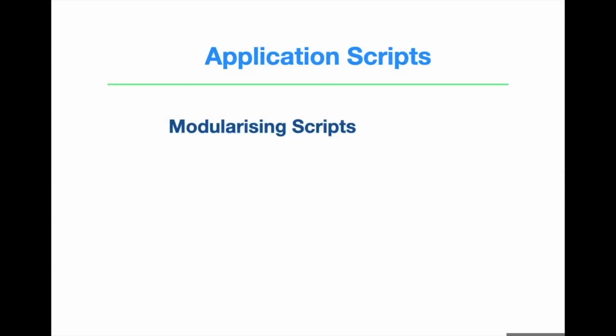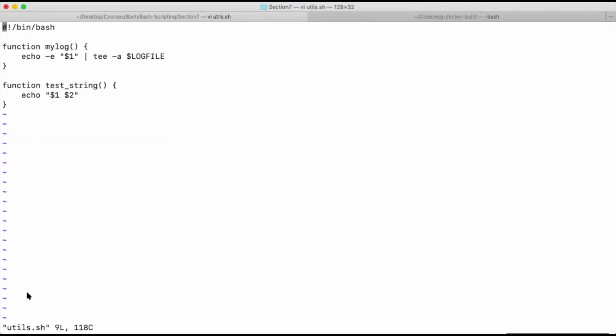Modularizing a script. Like any other programming language, we can create scripts that are reusable, or we can use the functions from a script in another script. This way, you can modularize the scripts as well as reduce code repetition. We have written a script called utils.sh. Within that, we have defined two functions. One is mylog for printing the logs, and another is test_string.